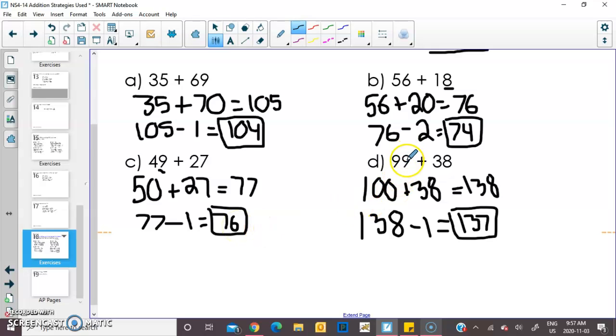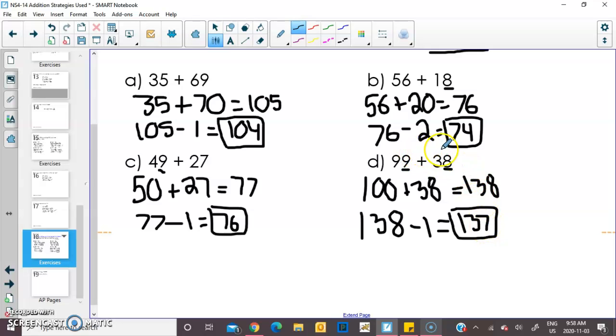Okay, now D, you could have chosen 99 or 38 because both numbers have a 9 or 8 in the ones place value. Okay, so I chose to round up 99. So I did 100 plus 38 equals 138. Now, because I added 1 to 99 to round it up to the nearest multiple of 10, I need to subtract 1, okay? So I did 138 minus 1, which equals 137.